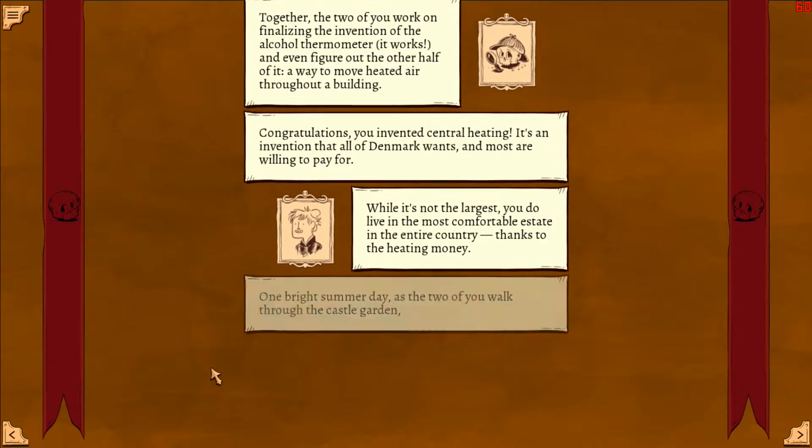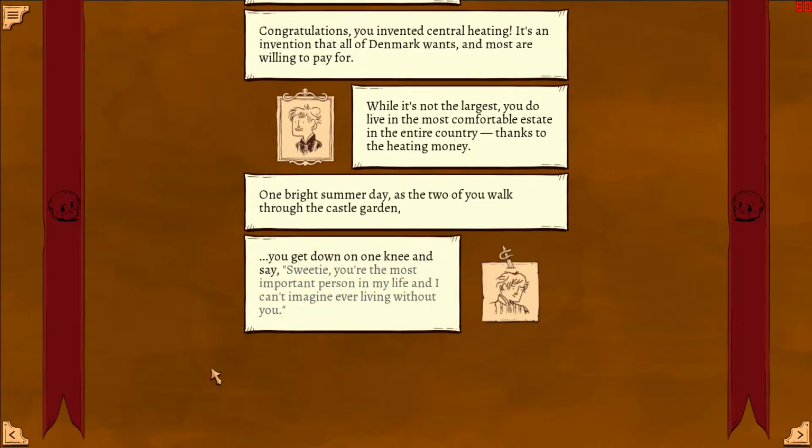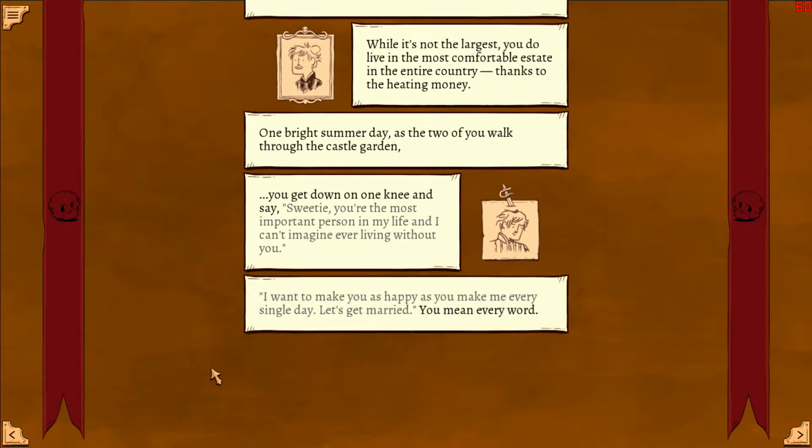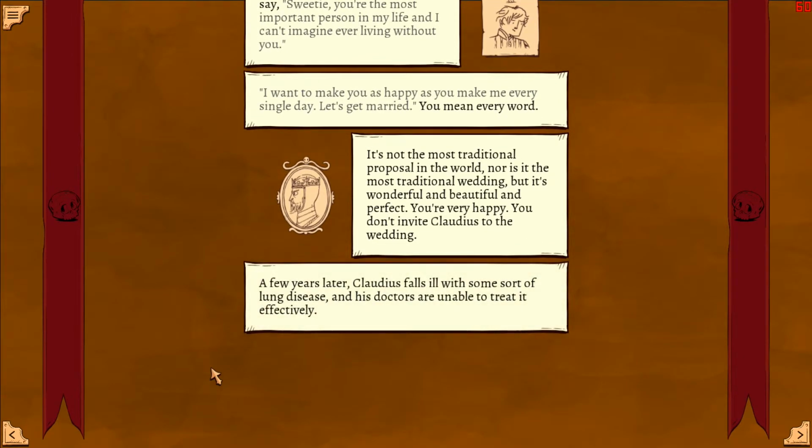While it's not the largest, you do live in the most comfortable estate in the entire country, thanks to the heating money. One bright summer day, as the two of you walk through the castle garden, you get down on one knee and say words to the effect of, "Sweetie, you're the most important person in my life, and I can't imagine ever living without you. I want to make you as happy as you make me every single day. Let's get married." You mean every word. It's not the most traditional proposal in the world, nor is it the most traditional wedding, but it's wonderful and beautiful and perfect. You're very happy.